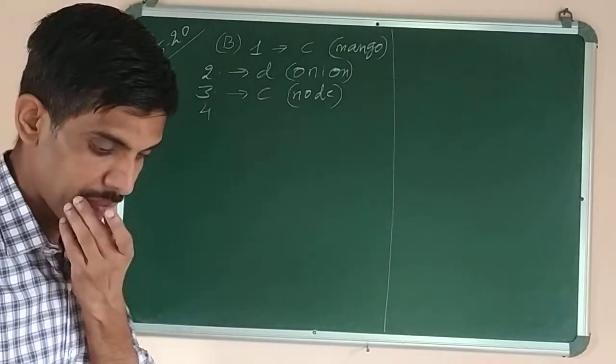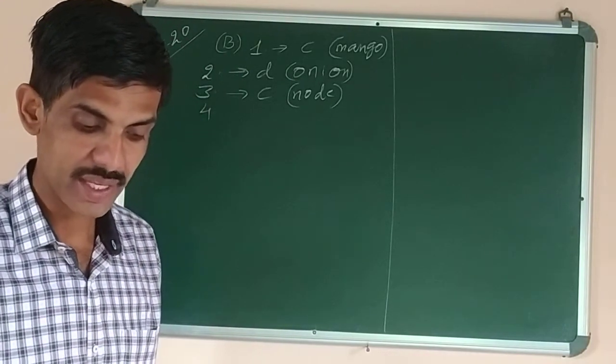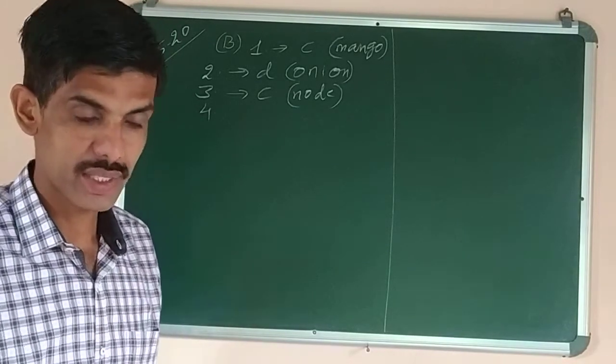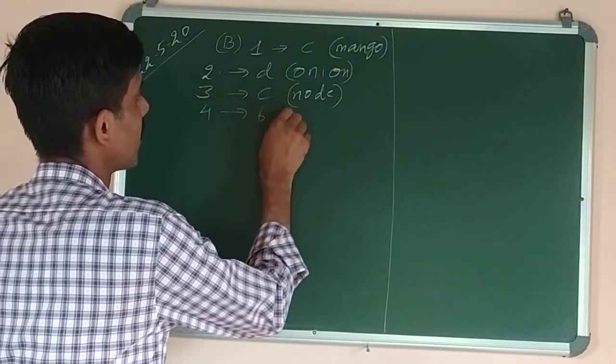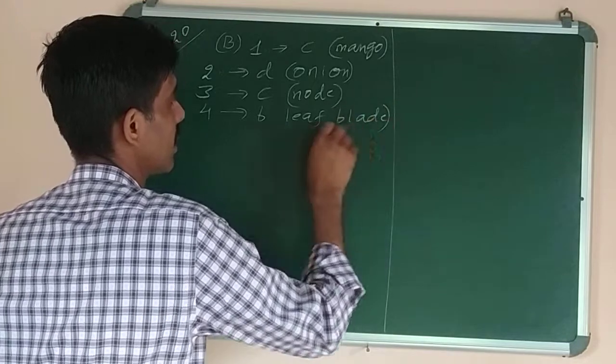Then number 4, this is the part of the leaf that is modified into a food-like structure. Which part of the leaf is modified? The answer is leaf blade. That is number B. Leaf blade is modified into a food-like structure.